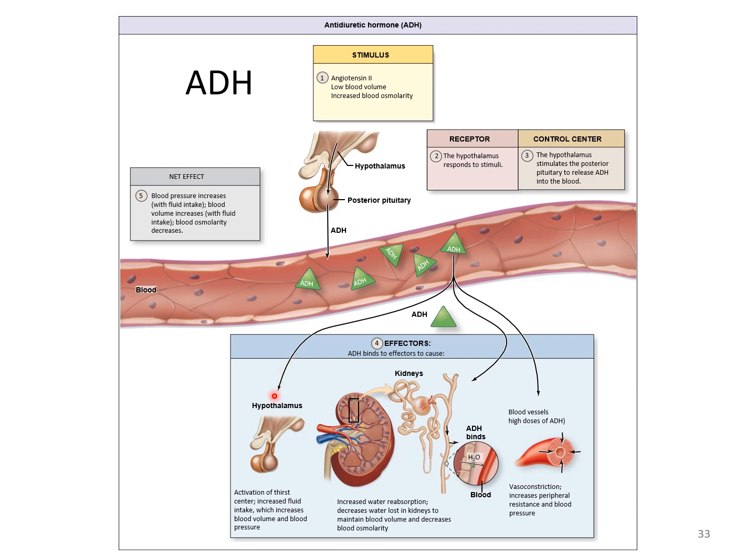So antidiuretic hormone acts on the hypothalamus to activate the thirst center. So it makes you feel thirsty. You increase your fluid intake, that increases your blood volume and increases your blood pressure.